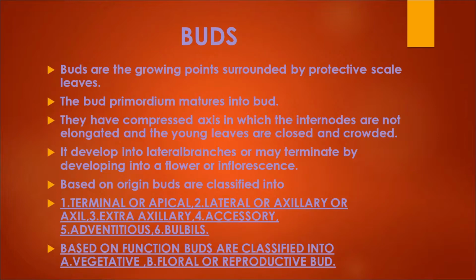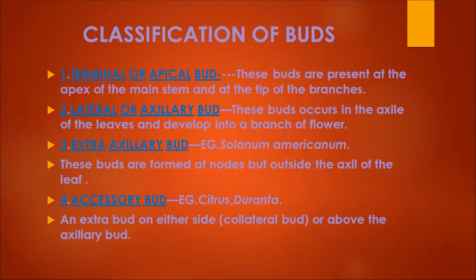Based on the origin of buds, they are classified into first terminal or apical, secondly lateral or axillary, thirdly extra axillary, fourth accessory bud, fifth adventitious bud, sixth bulbils. Based on the functions, they are classified into two: vegetative bud and floral or reproductive bud. A vegetative bud will give rise to the stem or the branches, whereas a floral or reproductive bud will give rise to the flower, which is the reproductive organ of the plant.